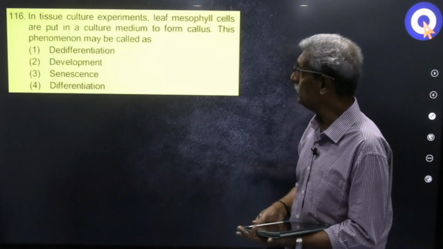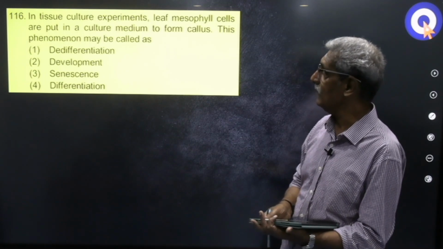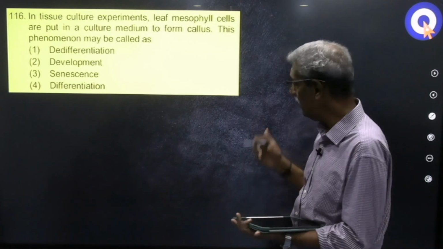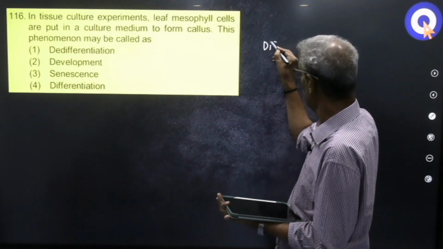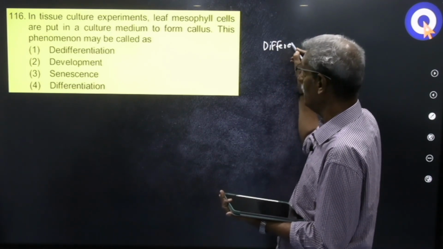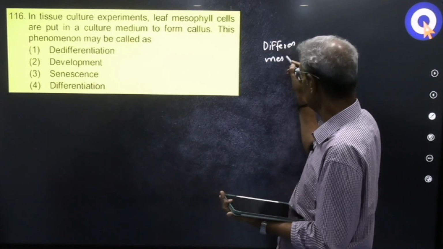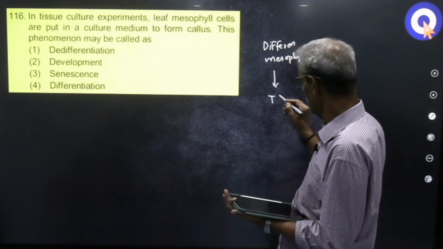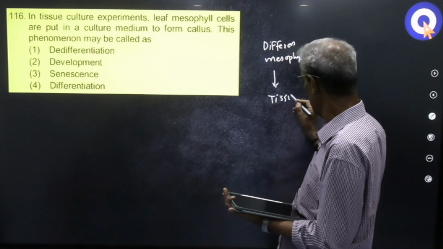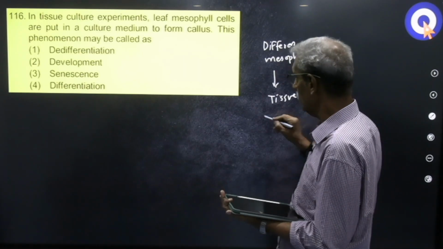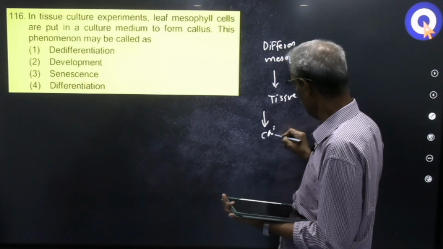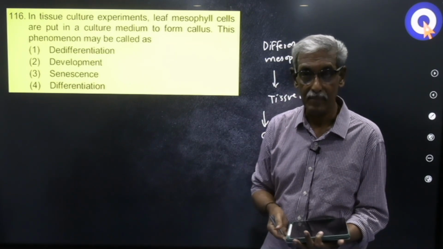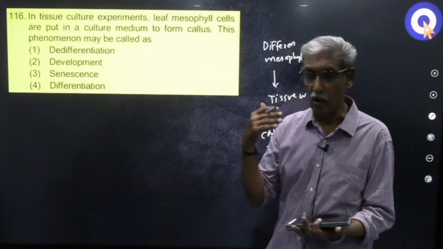And in tissue culture experiments, leaf mesophyll cells are put in a culture medium to form a callus. What is the phenomenon called? We have differentiated parenchyma leaf mesophyll cells, which are living. You put them in tissue culture, and they form callus, an unorganized mass of tissue, which does not differentiate to form a root or a stem.